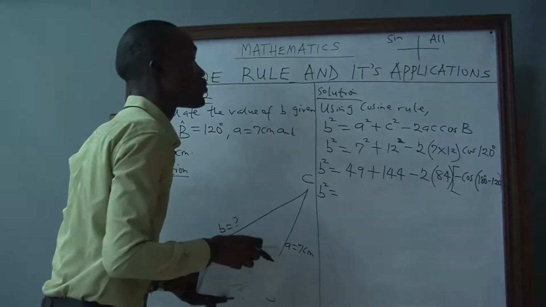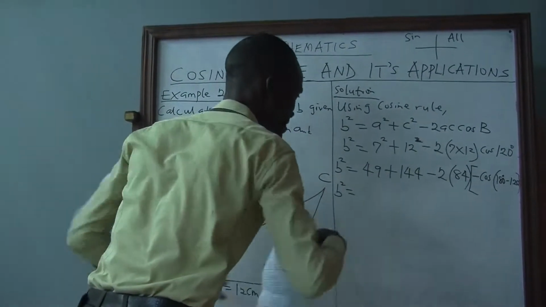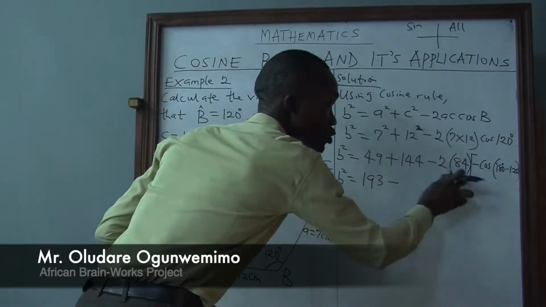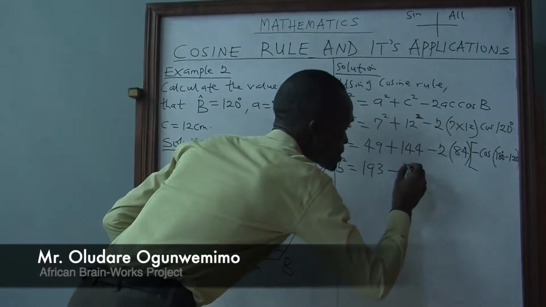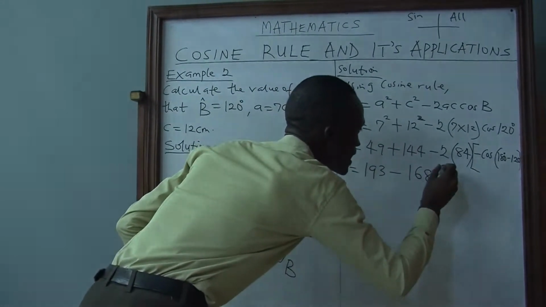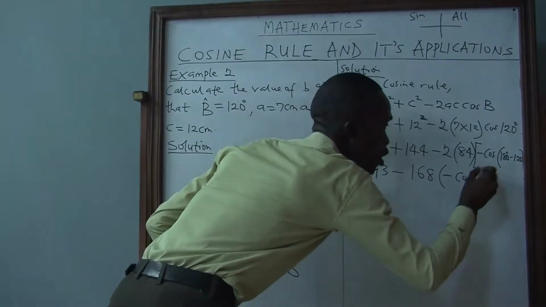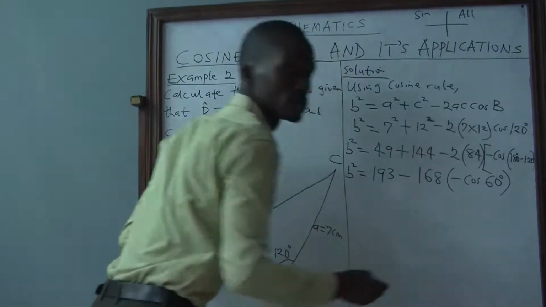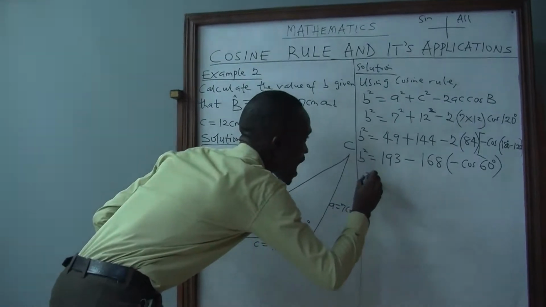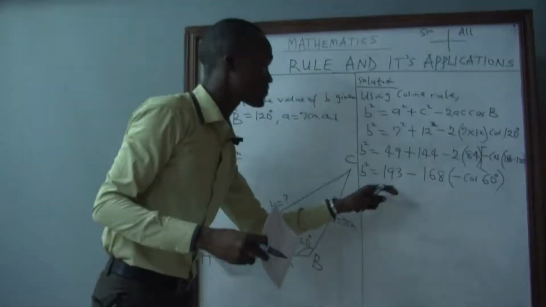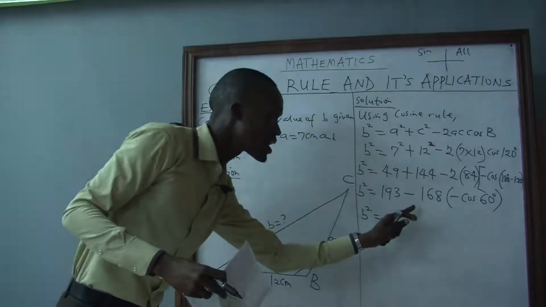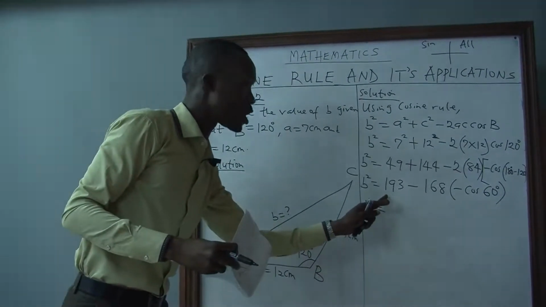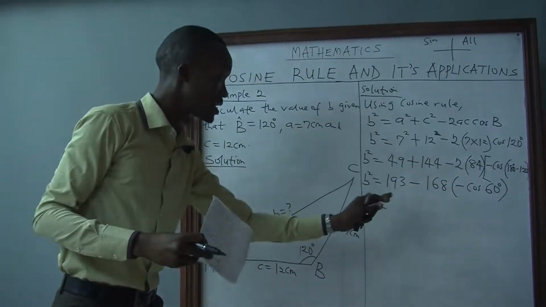So from there, by the time we add this, we have 193 minus the product of 2 and 84, that is minus 168, into minus cos of 180 minus 120, which will give us 60. So from there, I explained from the first example that we cannot subtract 168 from 193. It will end up giving us a wrong answer if we do that.